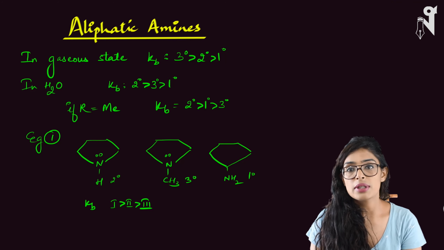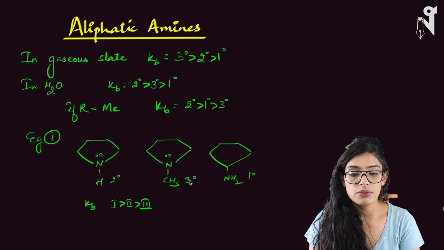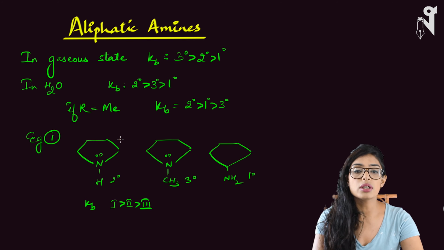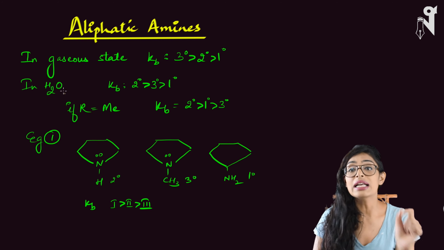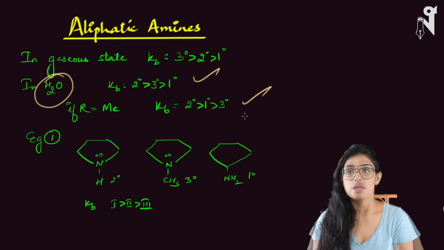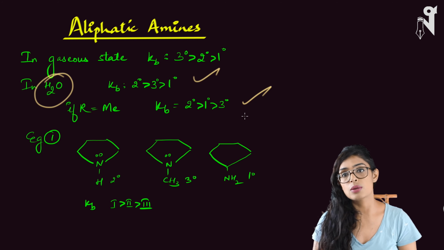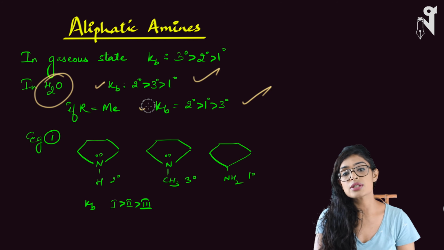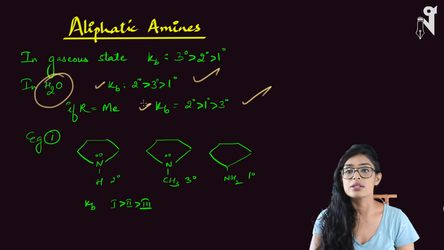So now let's talk about these examples. In the first example, we can see we have cyclic structures over here. So mind it, whenever we are talking about basic strength, we are going to consider that our amine is dissolved in water, and we are going to follow these orders unless it is explicitly mentioned that the amine is in the gaseous state. So we have to assume that our amine is in water, and then we have to follow the Kb in this way or this way. If it is explicitly mentioned to be the gaseous state, then only will we follow this order.